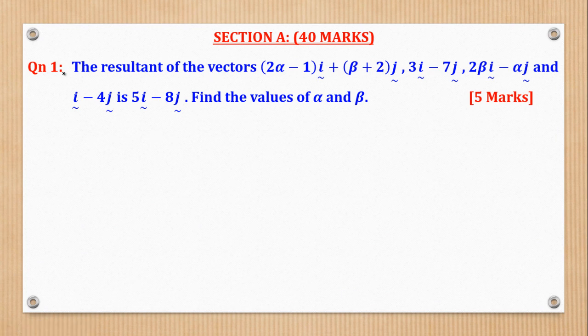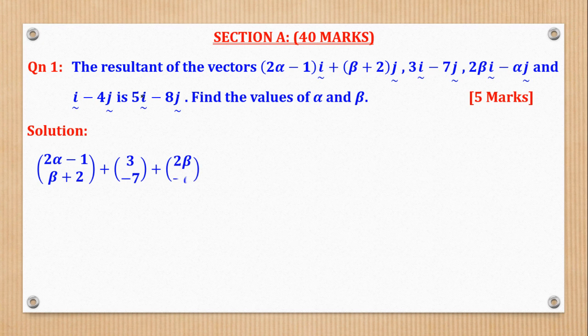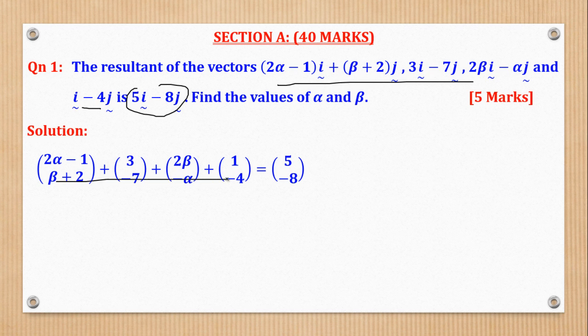Let's start with section A, which has 40 marks. Question 1 says, the resultant of the vectors this and this is this. Find the values of alpha and beta. Resultant means we shall add all the vectors and equate them to what is given as the resultant. So adding all this here, it should be equal to this.